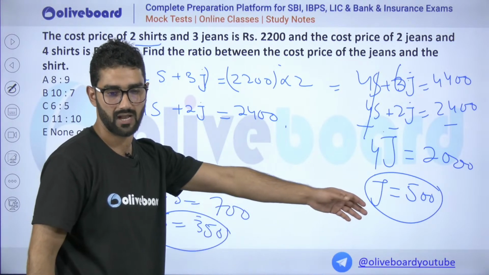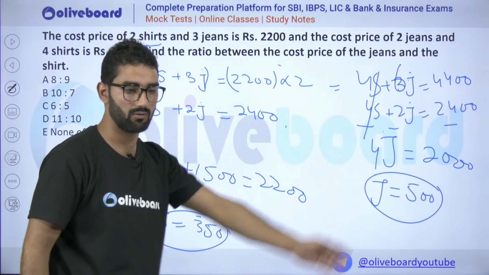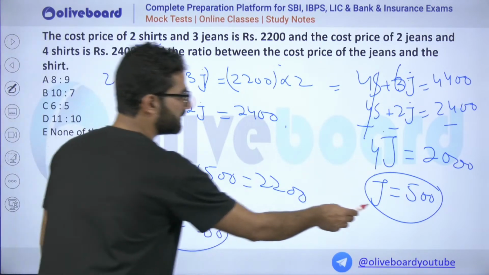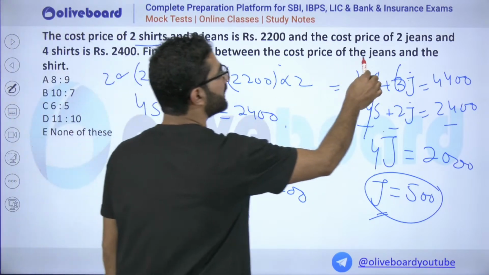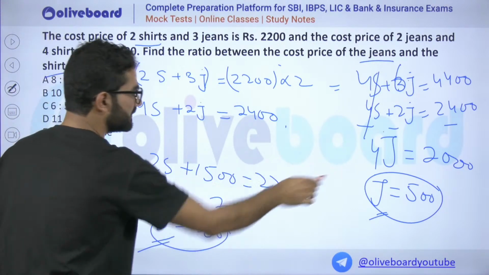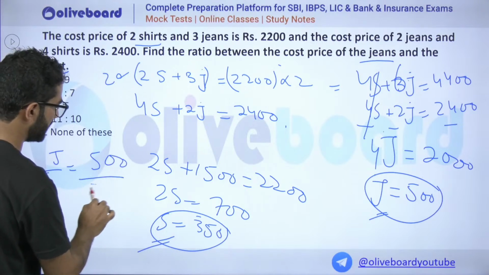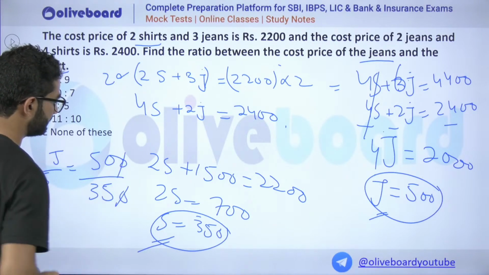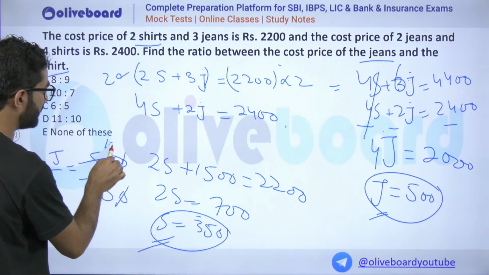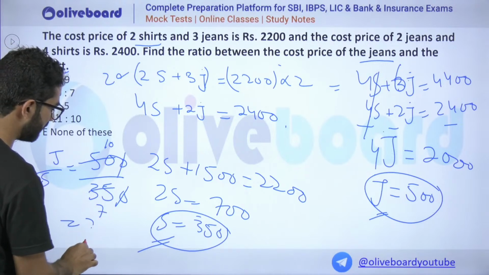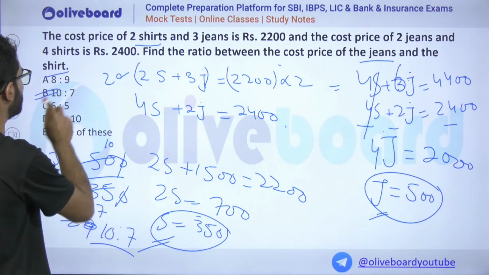We have to find y upon x. So we have jeans here 500, shirt is 350. Now we are going to find the ratio between jeans to that of shirt. Jeans to that of shirt is how much? 500 with respect to 350. So first cut it. Now if I go for 5, it will be 5 10 times, 5 7 times, that will be 10:7. So 10:7 will be the exact value. That is option number B.